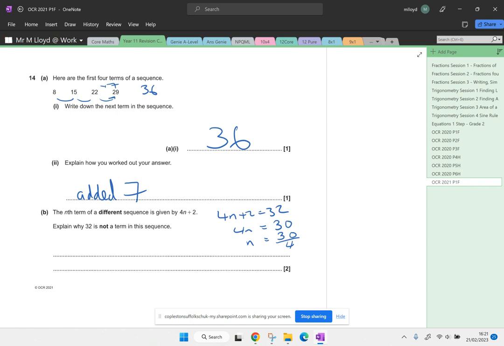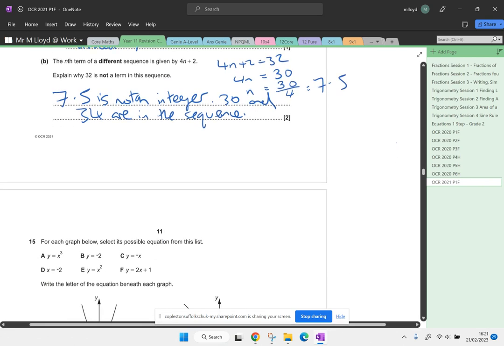30 divided by 4, when we put that into our calculator, is 7.5. 7.5 is not an integer. And then I will probably go on to say that like 30 and 34 are in the sequence. There we go. Okay, that's question 14 done.